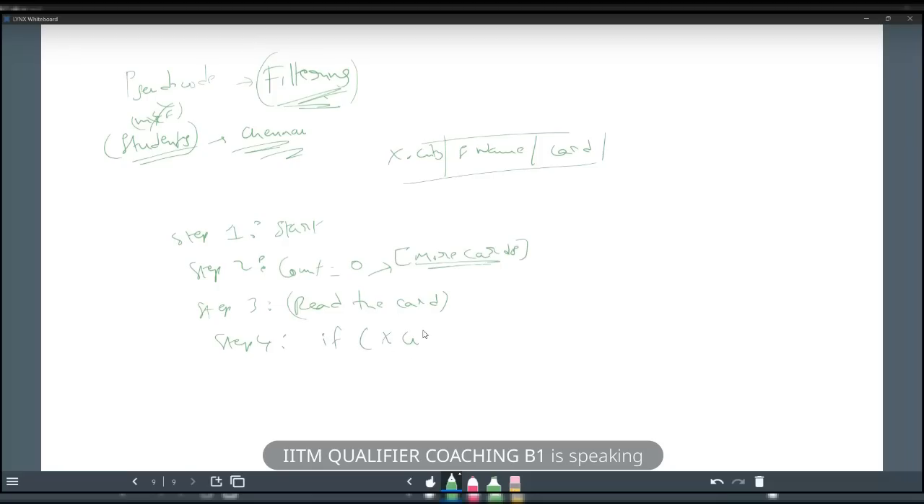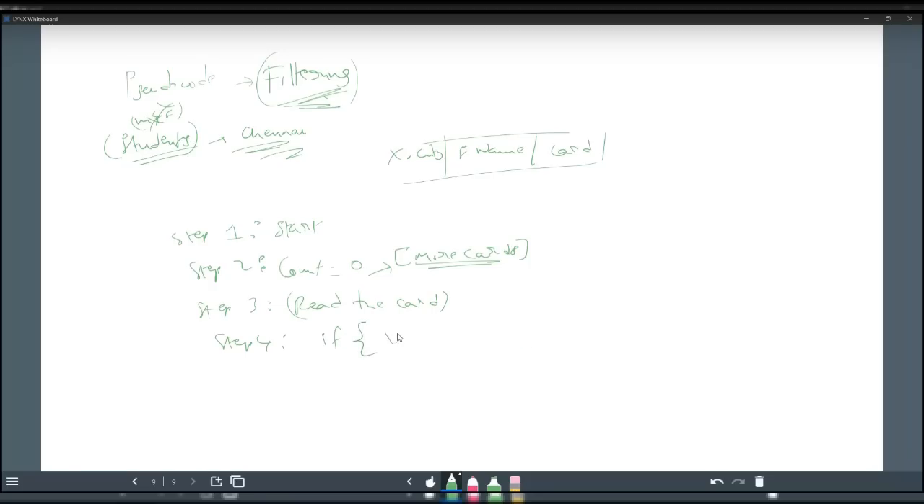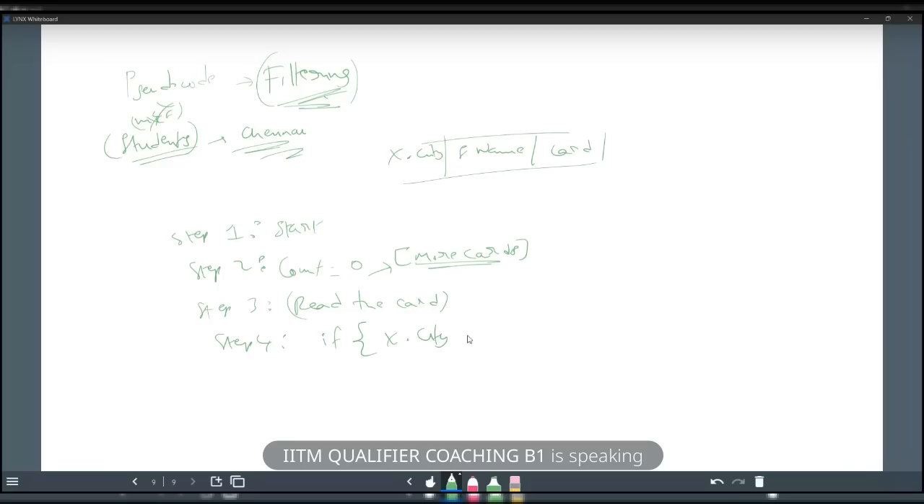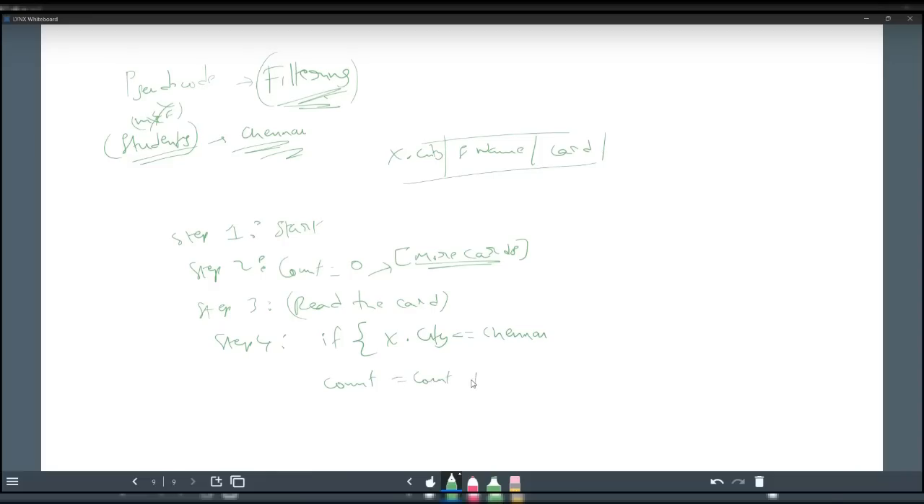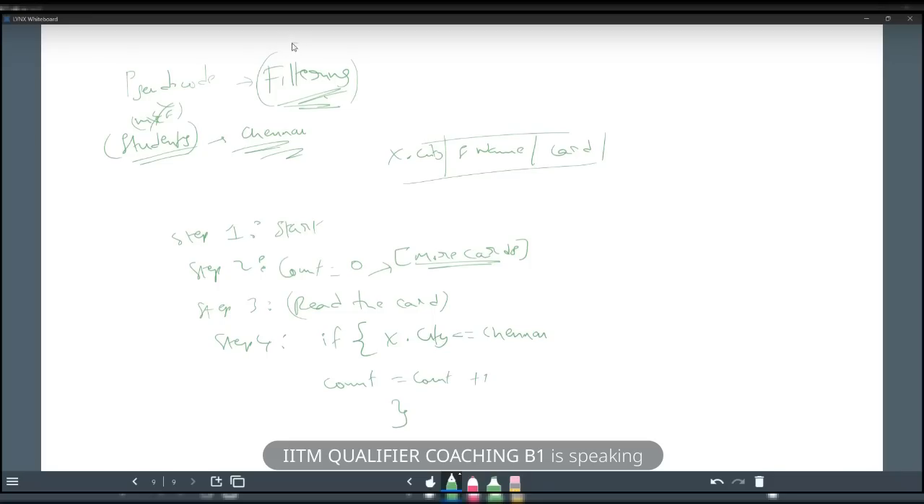If x dot city is Chennai, right? So what do we do here? Actually, I'm much habituated to programming. If x dot city is Chennai, what do we do here? We increment count, right? Count is equal to count plus 1, and thereafter we exit it. This is what filtering in a pseudocode completely refers to.